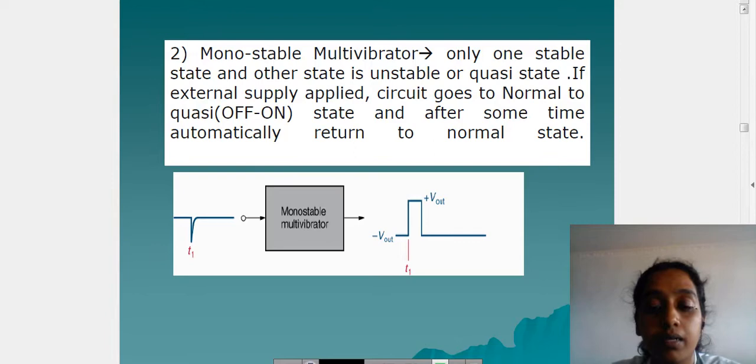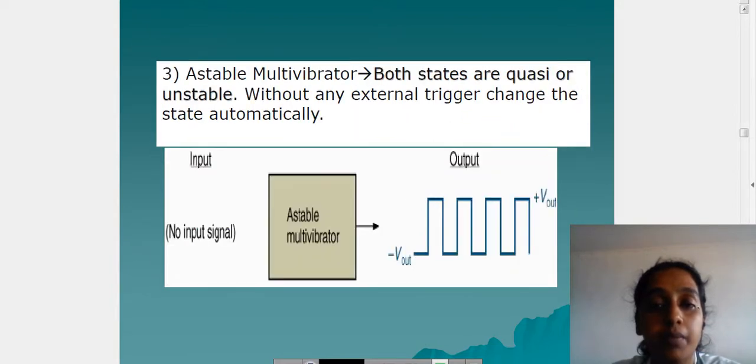The next one is the astable multivibrator. Here, both the states are quasi or unstable. Without any external trigger, it changes state automatically. Hence, this type of multivibrator is also called a free running oscillator.